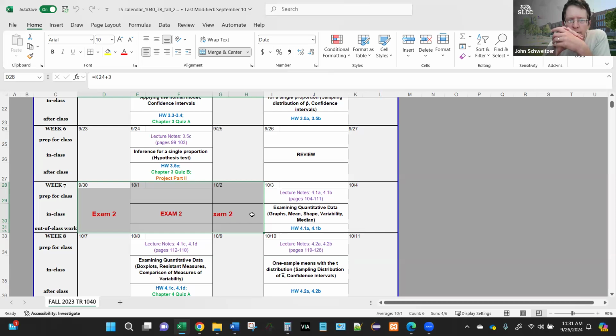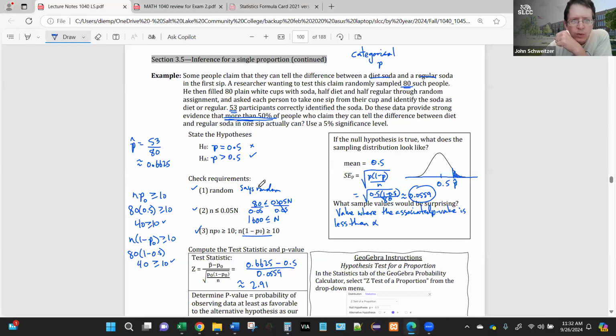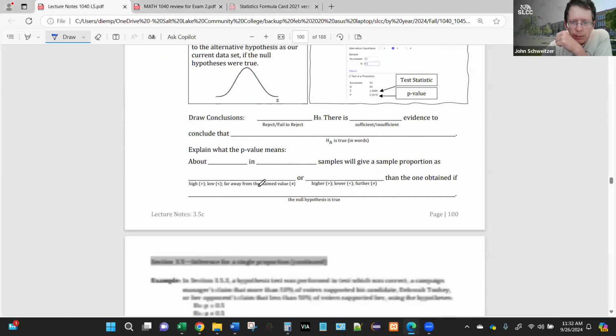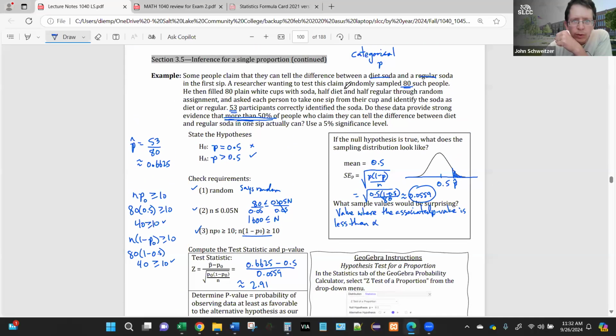Well, let's go ahead and finish off our new material then, here at the end of chapter 3. Then you'll probably have some more questions after that, I think. Okay, so where were we? We were here on page 100. And yeah, so we were looking at the hypothesis test.